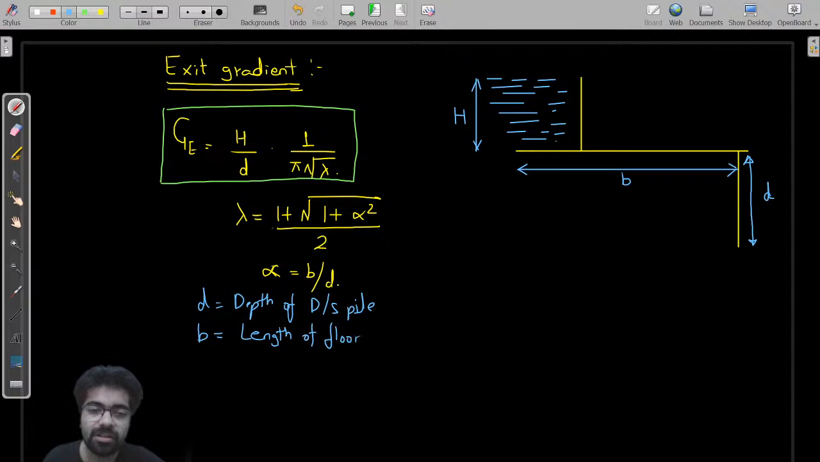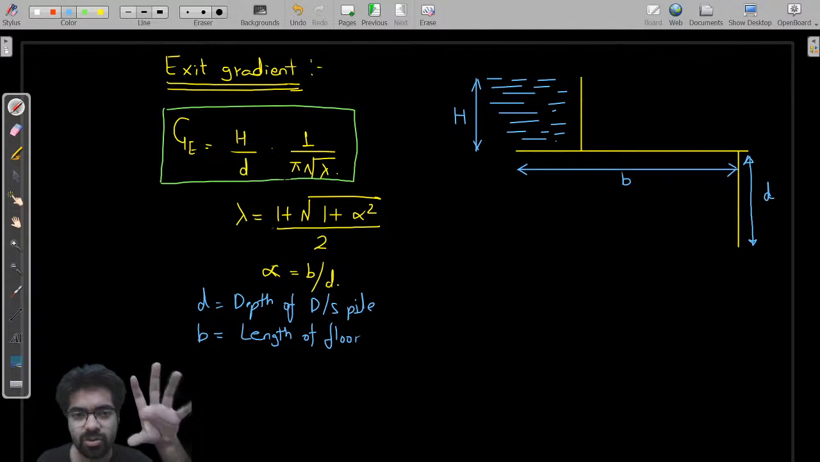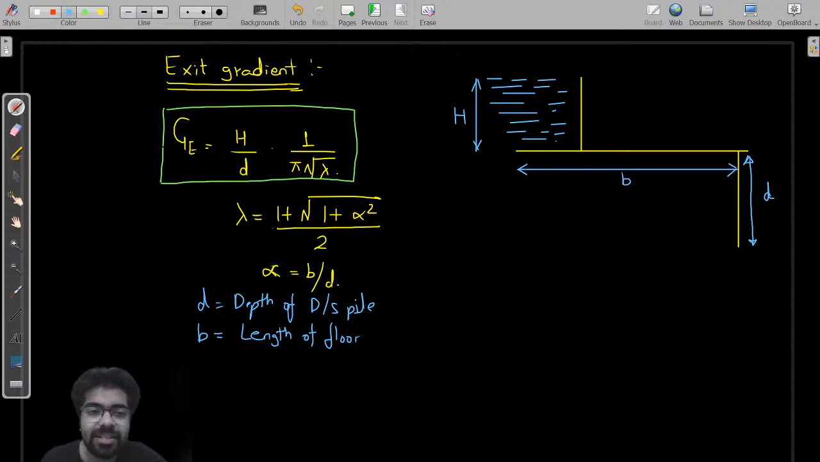He has developed one theory of independent variable, and from there he has derived these formulas. You should not focus on all those things. You should focus on this formula only. In the question you will be given H, B and D, and exit gradient will be asked. We will see how the question is solved.